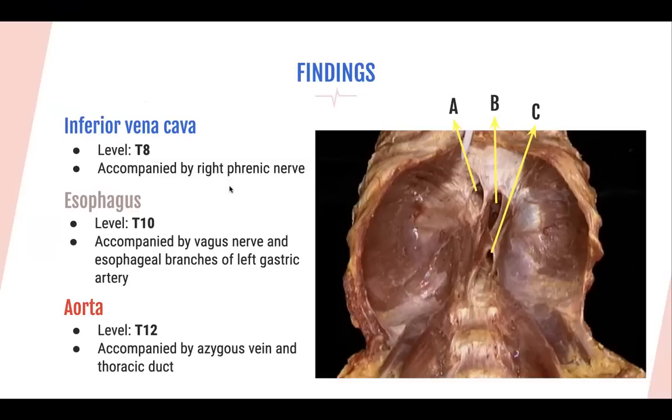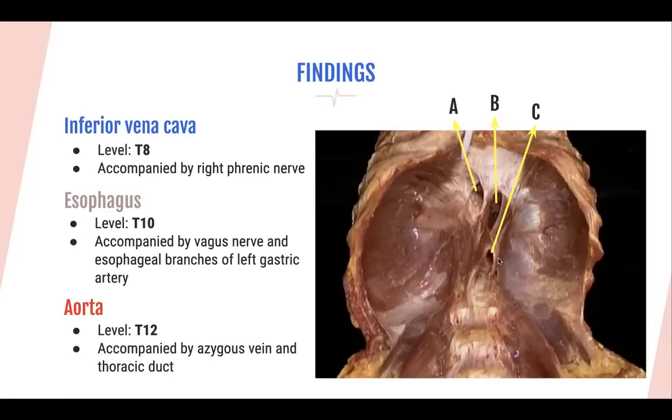And know what accompanies each structure. IVC is accompanied by the right phrenic nerve. Right phrenic nerve supplies what? The right dome of the diaphragm. Exactly. And then the esophagus is accompanied by the vagus nerve and the esophageal branches of the left gastric artery, and the aorta is accompanied by the azygous vein and the thoracic duct.